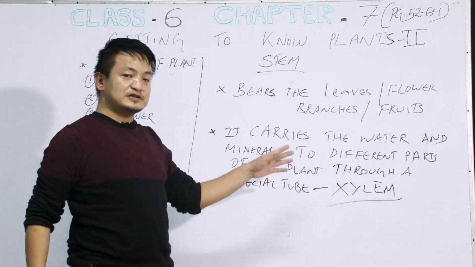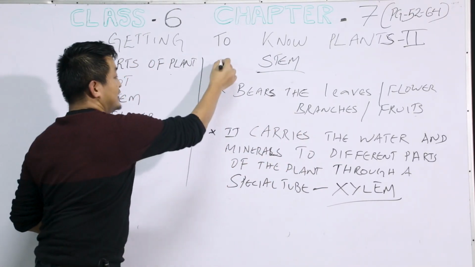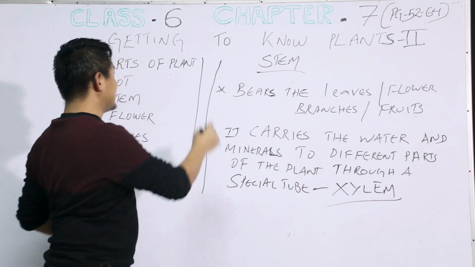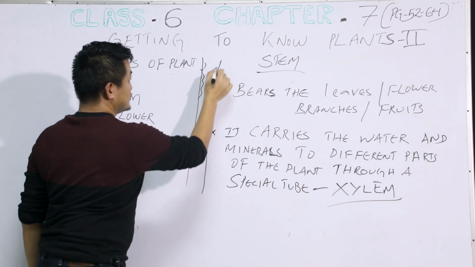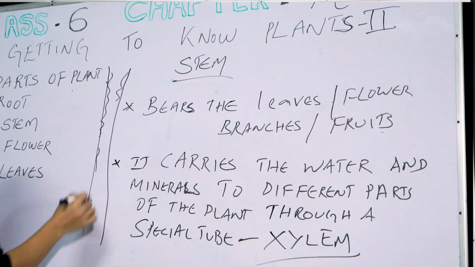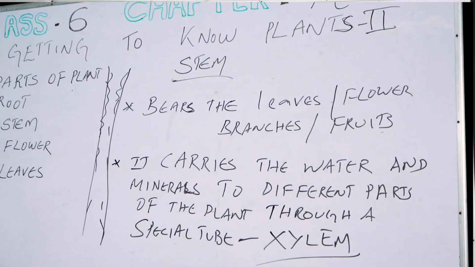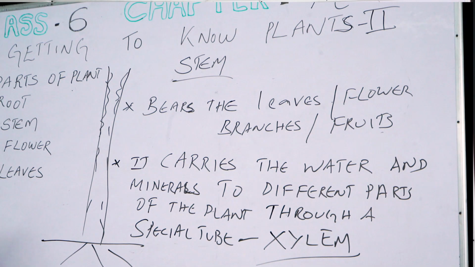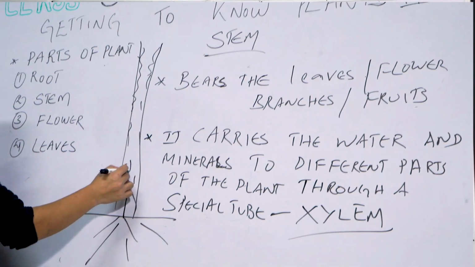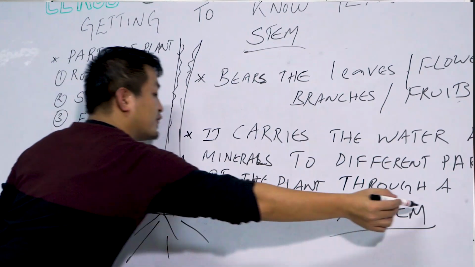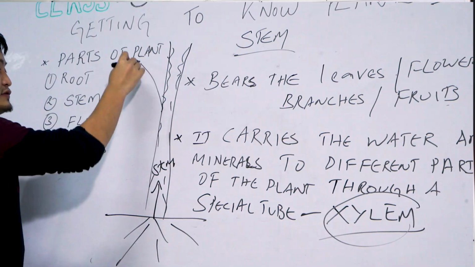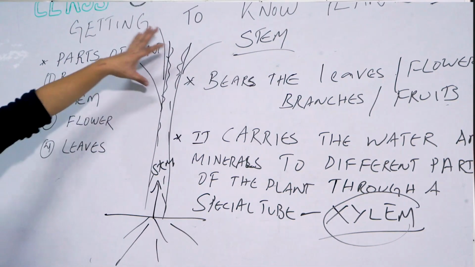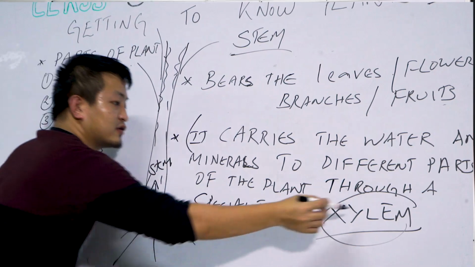So this xylem is a special tube that is present inside the leaf. So suppose if this is a leaf, then the xylem is present inside the leaf. Now we all know that the root absorbs the water and minerals from the soil. Once the root absorbs the water and minerals, they are transported to the stem. From the stem, with the help of this xylem, they are distributed to all the different parts of the plant. So please make note of this point.